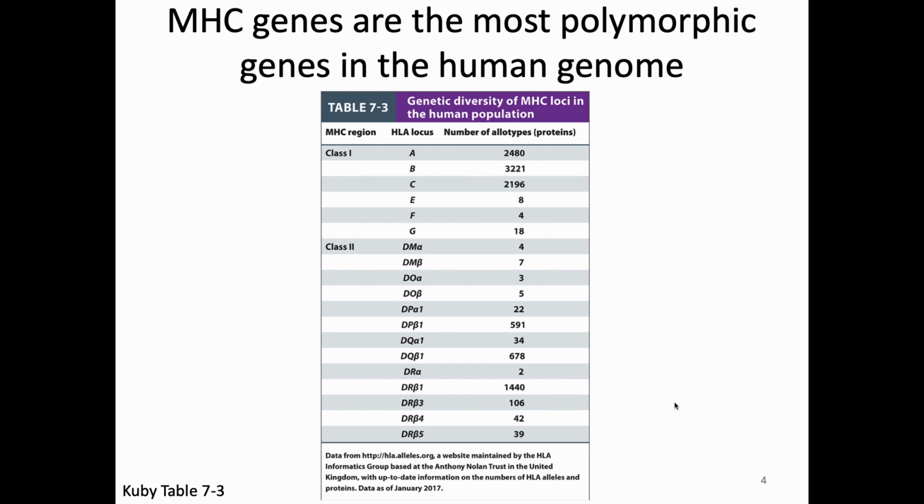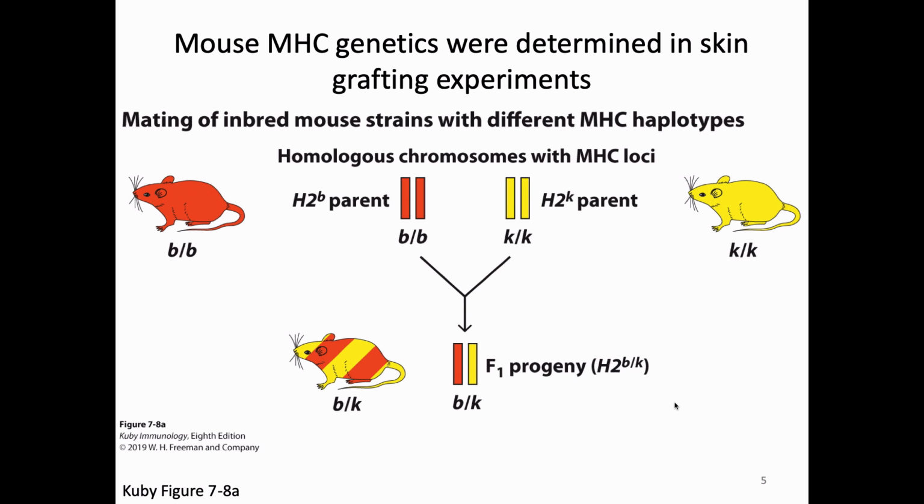So like I said, with the human system, it was just sort of this fun antigen on leukocytes, the human leukocyte antigen. In the mouse system, mouse MHC genetics were all done based on skin grafting experiments.